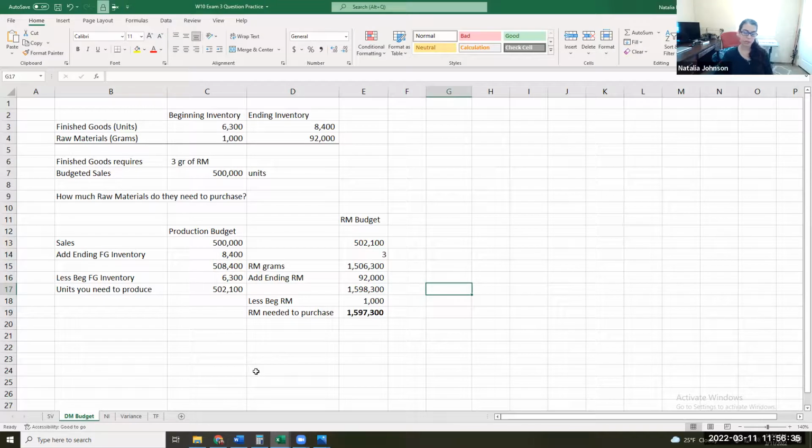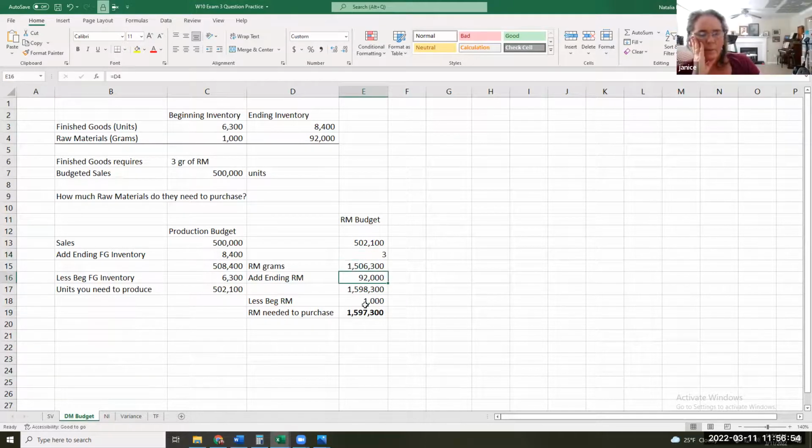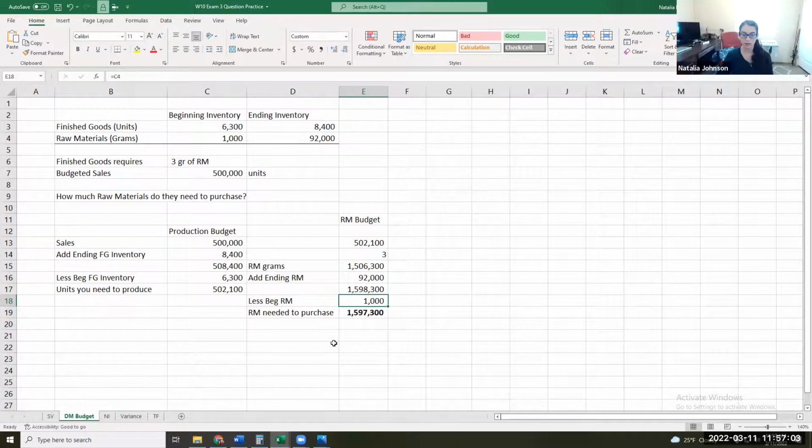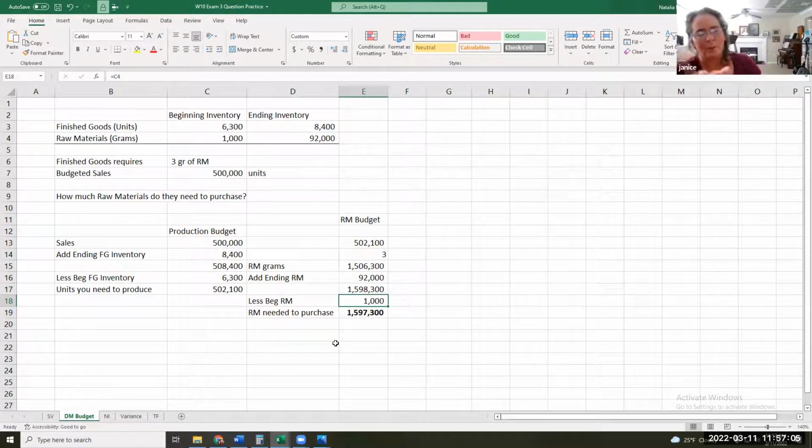So remember always to add the ending inventory, subtract the beginning, and then for raw materials, multiply by how many grams, or whatever you need per unit. I think I was making this more complicated by trying to put it in the little schedule. This seems a lot more simple.